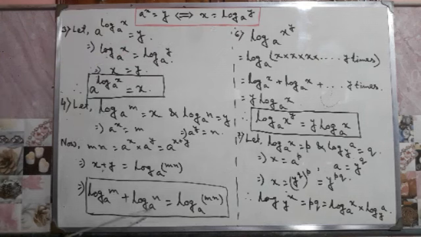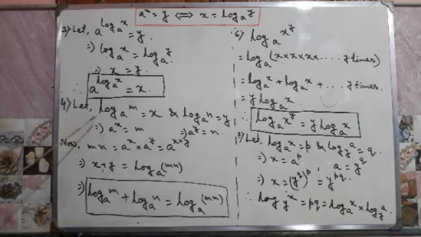So we know the multiplication means addition of power. Suppose 2 to the power x into 2 to the power y means 2 to the power x plus y. Here also multiplication, this mn, that means addition. Multiplication means addition of powers, that is log m to the base a plus log n to the base a. Okay. Now let us prove this one.